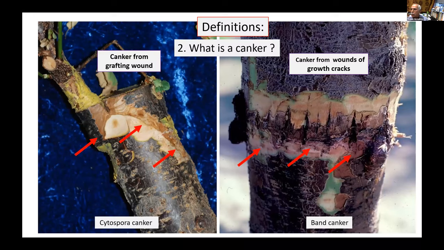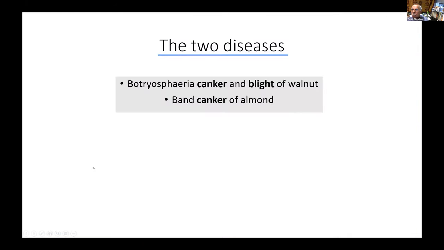And to the right, you will see the band canker, the actual disease that we're going to discuss, that started from growth wounds, growth cracks that actually are wounds. So the first disease, Botryosphaeria canker and blight, includes both types of symptoms, cankers and blights. And the band canker of almond includes only canker, okay?